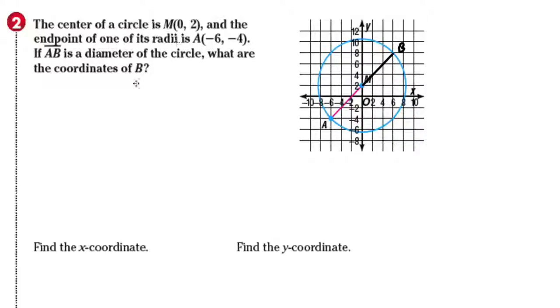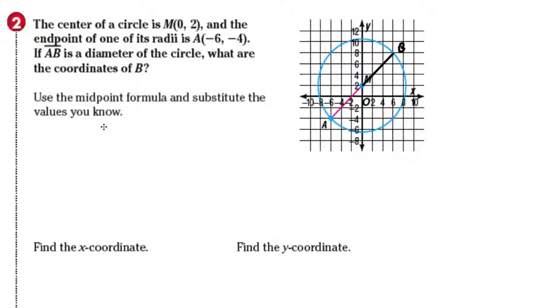So first, use the midpoint formula and substitute the values that you know. This is our midpoint formula: the ordered pair (x, y) is equal to (x sub 1 plus x sub 2 all over 2, y sub 1 plus y sub 2 all over 2). And we know what the midpoint is, which is (0, 2), and we know A, which is (-6, -4).